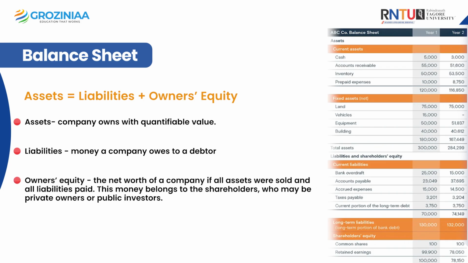Owner's equity refers to the net worth of a company. It's the amount of money that would be left if all the assets were sold and all liabilities paid. This money belongs to the shareholders, who may be private owners or public investors. In short, it tells you whether your business is financially stable and how your resources are financed, through debt or your own capital. Now the image given will explain the assets, the liabilities, and what a balance sheet must include.